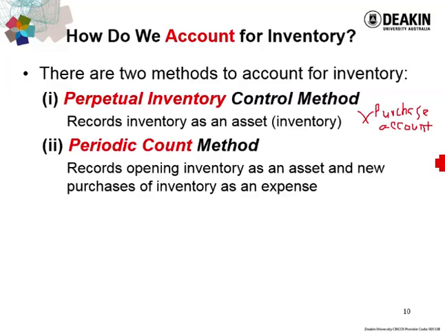So for the perpetual inventory method, please do not use the purchase account, because we record both opening inventory and inventory purchase during the period using the inventory account. So there is no purchase account here. On the other hand, if we use the periodic count method, we will record opening inventory as an asset. However, purchase of inventory during the period will be treated as an expense because we will use purchase account. And purchase account is an expense account. It is not an asset account.